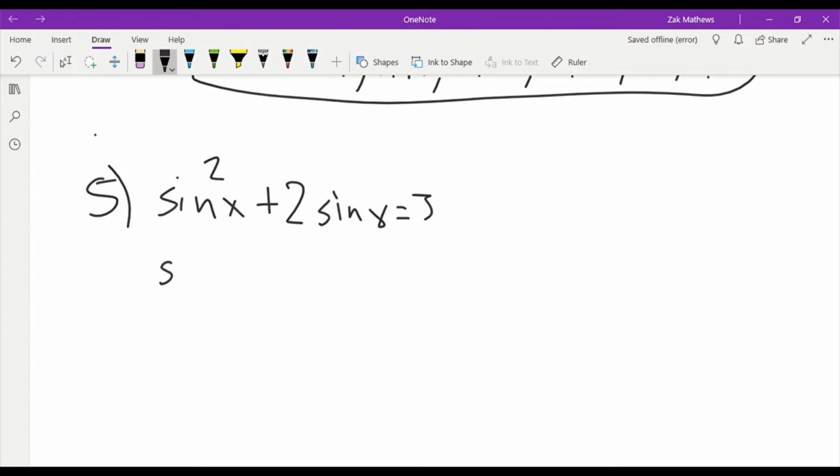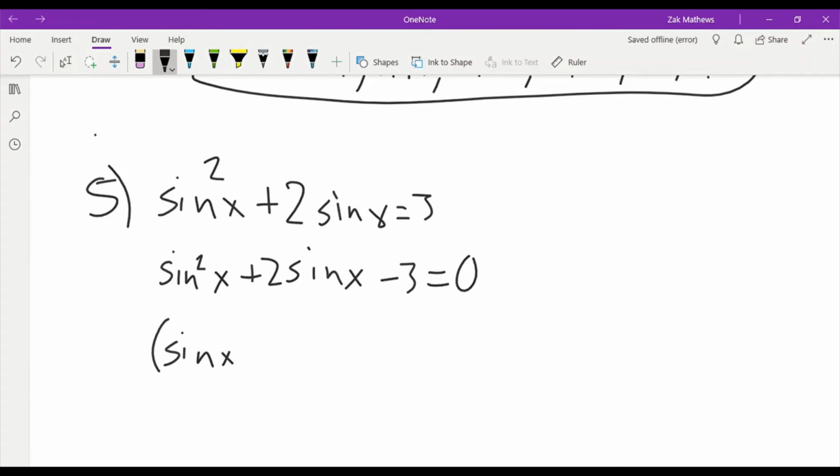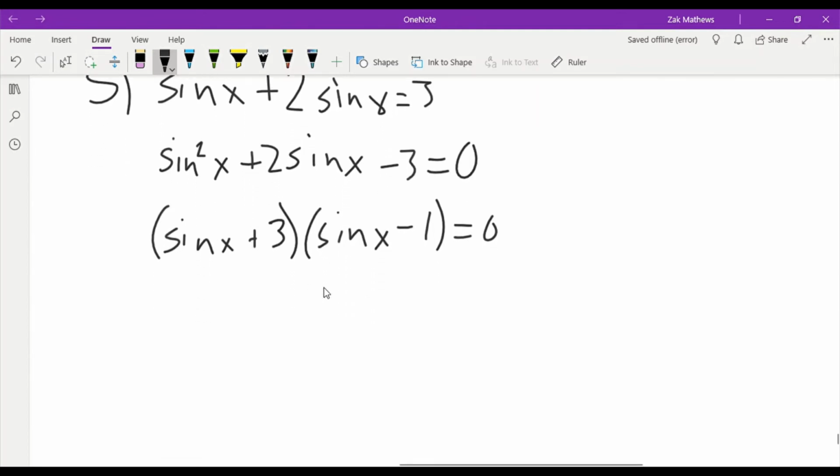So when I move the 3 over, I get sine squared x plus 2 sine x minus 3 equals 0. And if I were to factor that, I'd have sine x, and to get 3, one's going to have to be a 3 and one's going to have to be a 1. And if I think about which way the sign should be, I want the 2 to be a positive, so that tells me I want to have a plus 3 sine x minus 1 sine x to get a 2, and that looks good. So now that I have it factored just like we do with any other quadratic equation, I'm going to set both of my factors equal to 0.